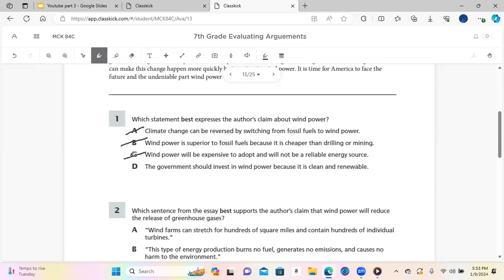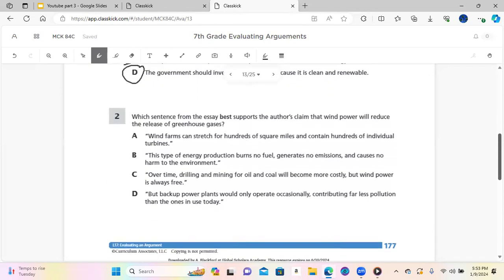All right, so we are left with D. The government should invest in wind power because it's clean and renewable. Yes, that's the claim that we mentioned at the beginning of the text. So let's go to number 2.